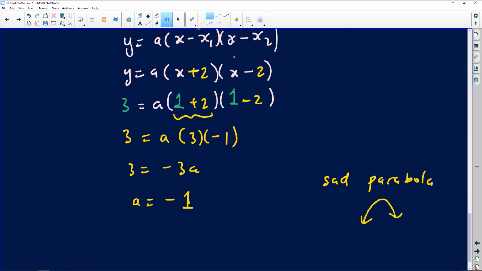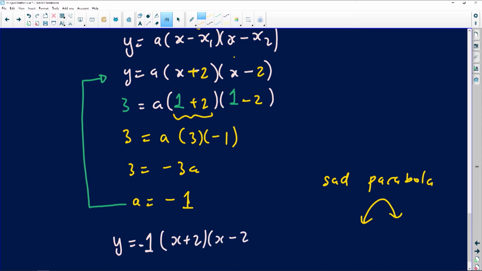So we can go back now and resubstitute this information. In which line? You're going to put it in this line. This is the line that you always use because it's the line that will have y, the a value, the x1 value, and the x2 value. That is where you will always take yourself back to. So I'm going to write now that I've got y equals -1 into x plus 2 into x minus 2, from which I can then simplify and factorize.